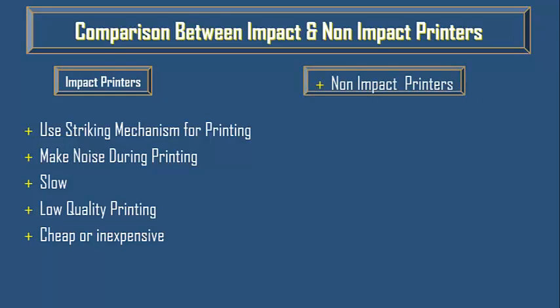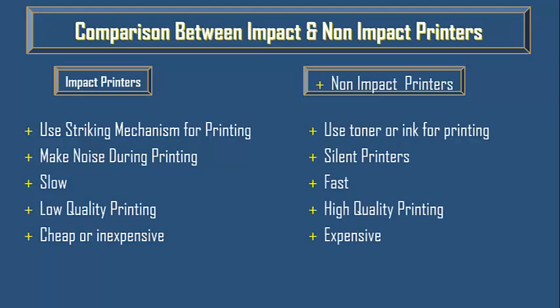Non-impact printers do not use a striking device to produce characters on the paper, and because these printers do not hammer against the paper, they are much quieter. Because toner or ink is used for the printing, they are fast and produce high-quality printing, but expensive in cost.